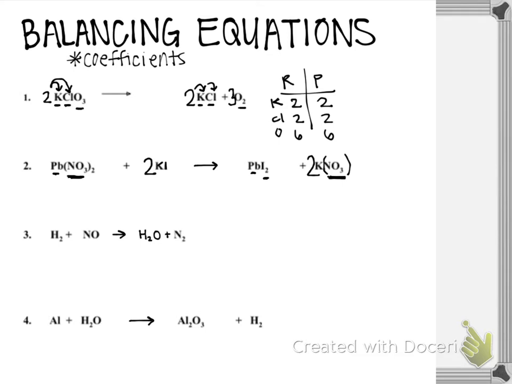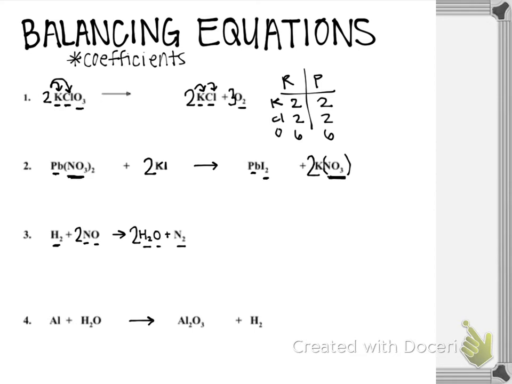Moving on to question 3. H2 plus NO gives you H2O plus N2. So H, start with the first one, 2 and 2, that's balanced. N, you've got 1 and 2, so we need to add a coefficient to make that 2. O, you've got 2 and 1. So I'm going to need to make this 2.